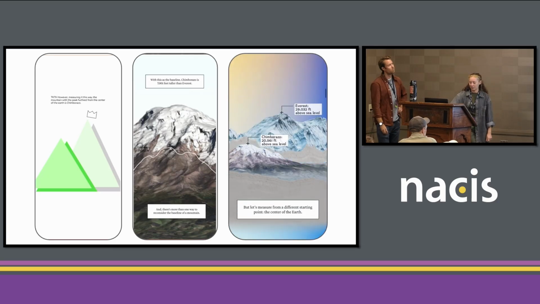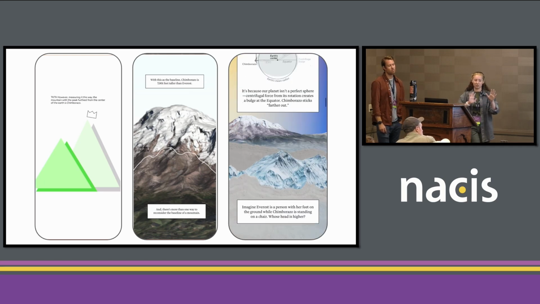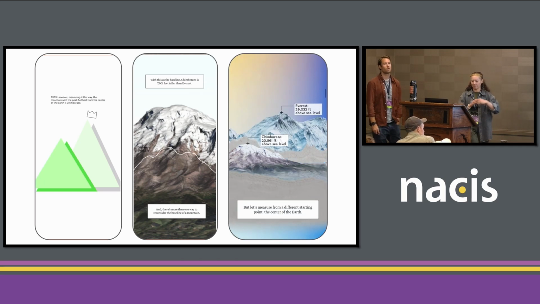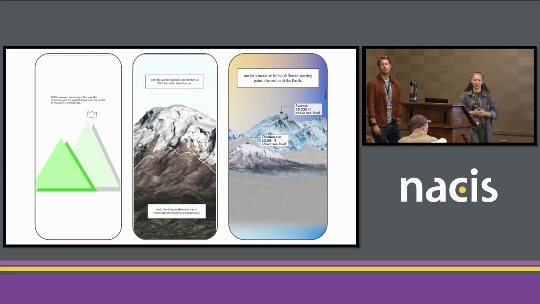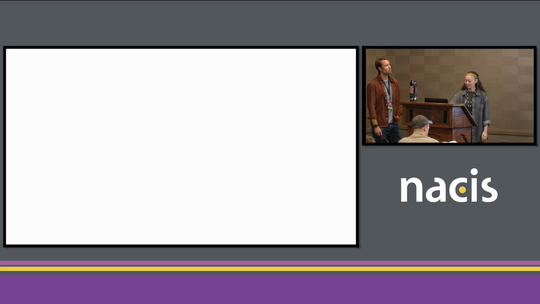But this is what we ended up with: you have both mountains on the same plane with Chimborazo in front, Everest in the back. Then as you change the baseline to the center of the earth, they actually switch positions. And then we have a line that shows you the difference in height, which we thought looked very beautiful, but also really helped illustrate this difference.